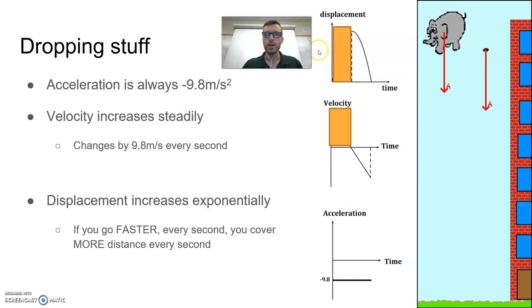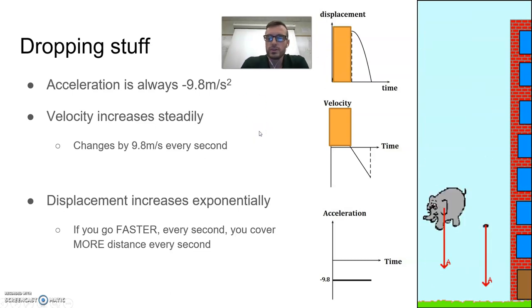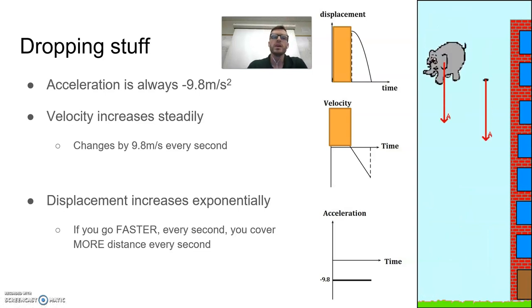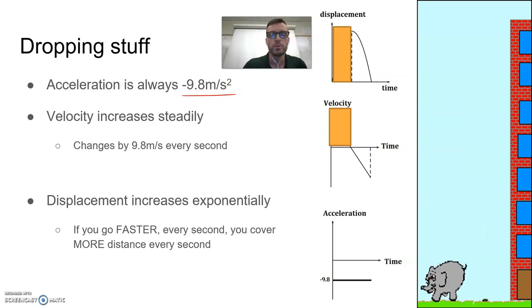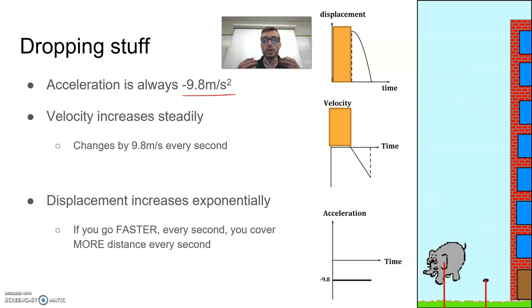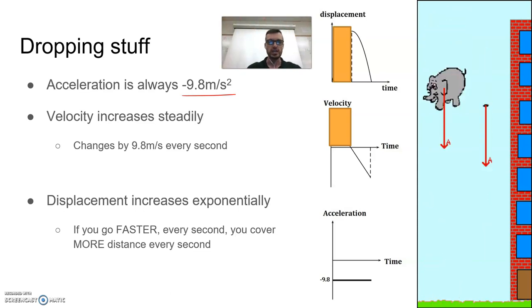Dropping stuff, all right? If we drop stuff, then we know that it will accelerate with an acceleration due to gravity. So here's an elephant and a rock being dropped from the top of the building. Don't worry, the elephant was not harmed in making this film. The acceleration is always negative 9.8 meters per second squared, at least if you're close to the surface of the Earth. Now, we know that acceleration means that your velocity is changing. Acceleration is when velocity changes, all right?